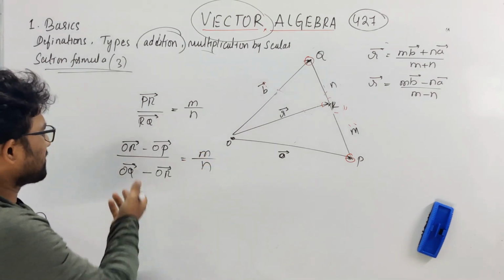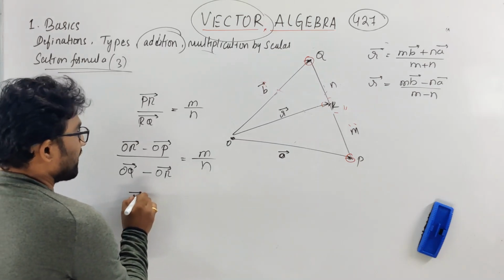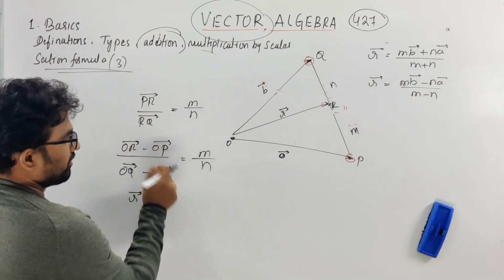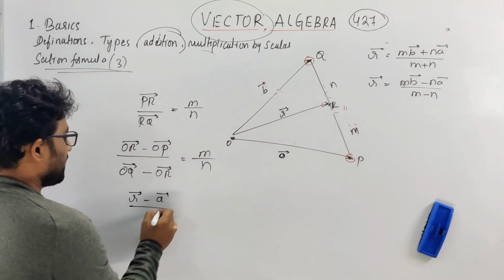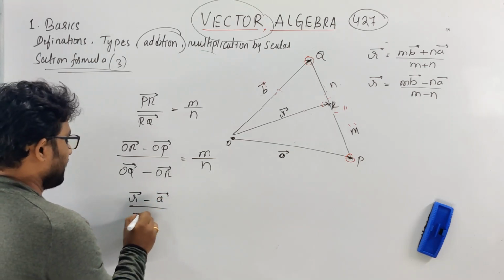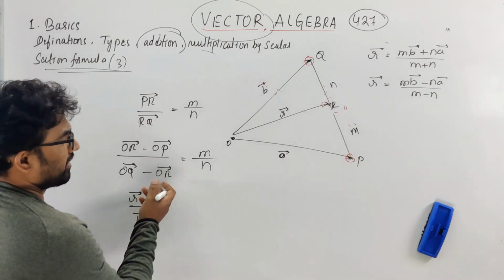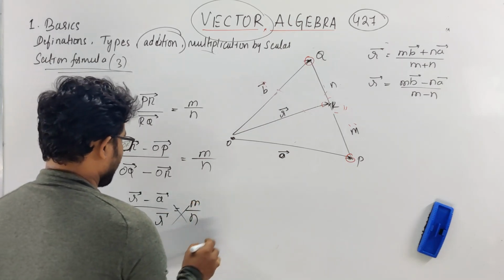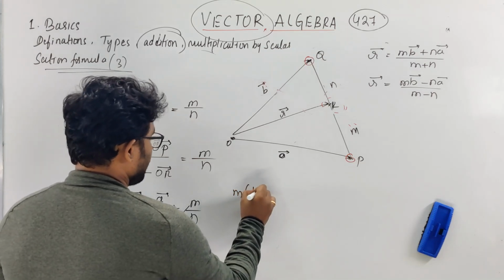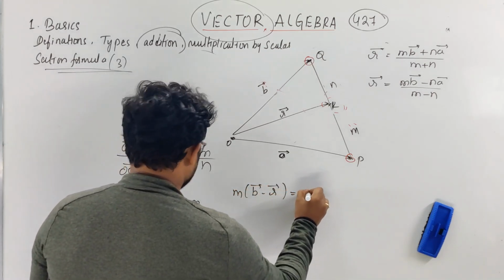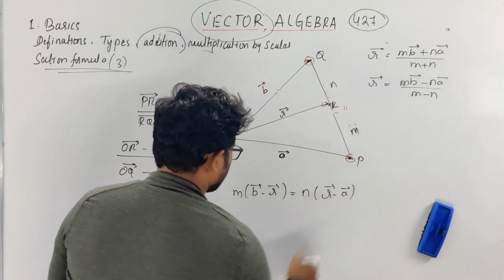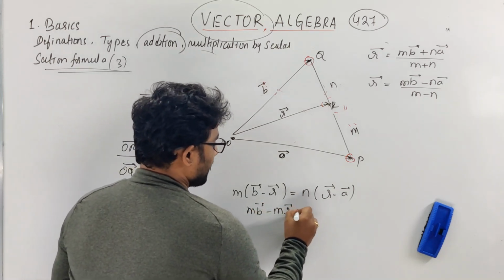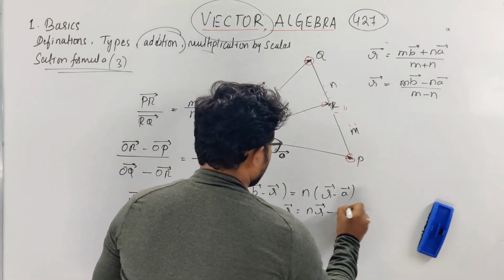So now you just substitute everything. What is OR vector? That is R vector. So R vector minus OP vector, which is A vector, divided by what is OQ vector? B vector minus what is OR vector? R vector. So that is equal to m by n. So you just cross multiply. So what is that? m into B vector minus R vector must be equal to n into R vector minus A vector. That's very simple. Now again you have mB vector minus mR vector and nR vector minus nA vector, and just group everything.